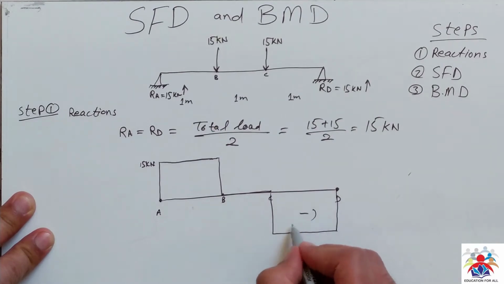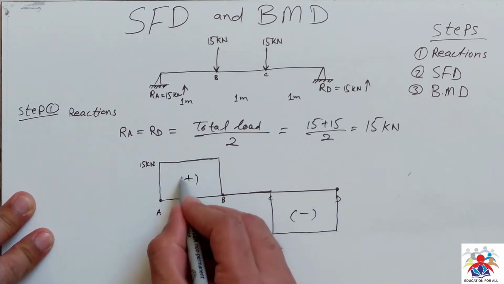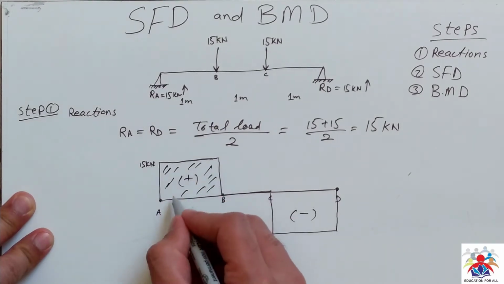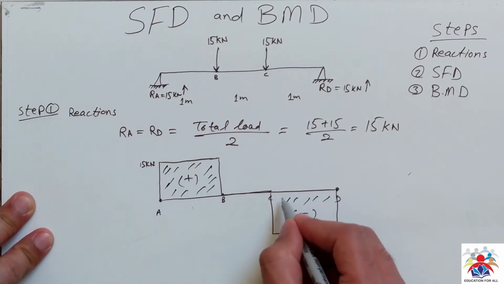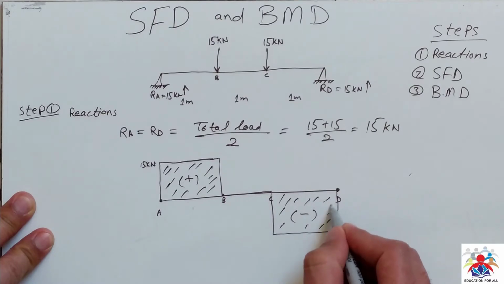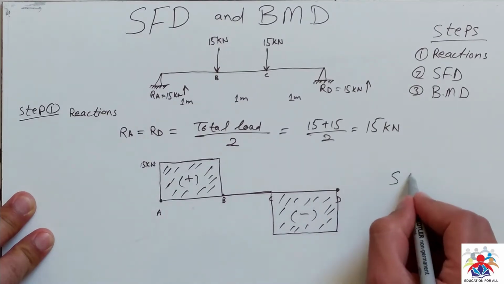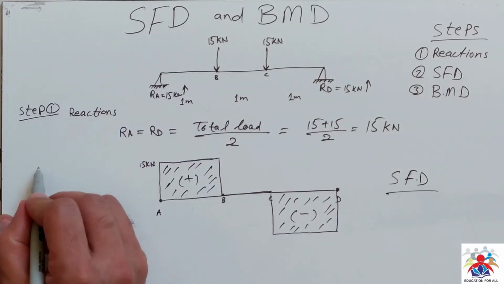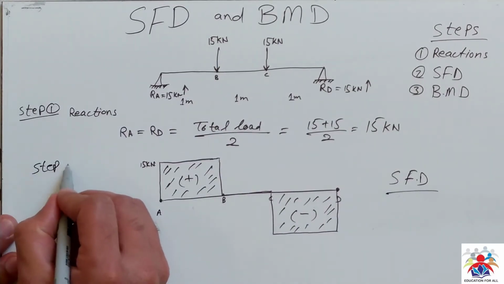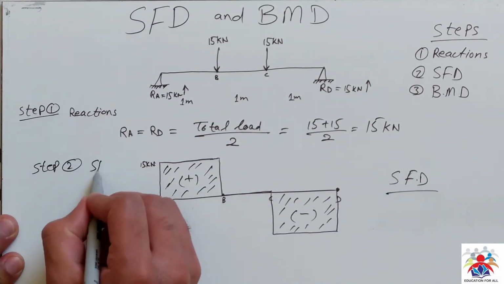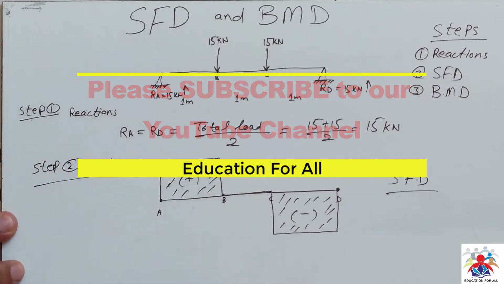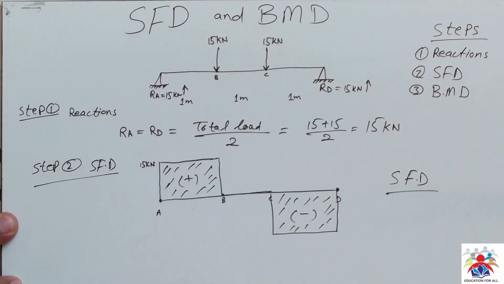So this is our negative part and this is our positive part. Always, positive is on the upside of the line and negative is on the downside of the line. So this is our shear force diagram for this beam. This is step 2, the shear force diagram. Now we have to draw the bending moment diagram.